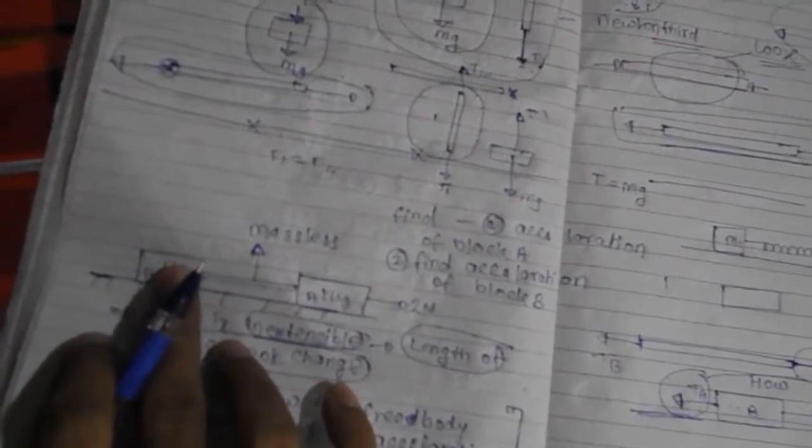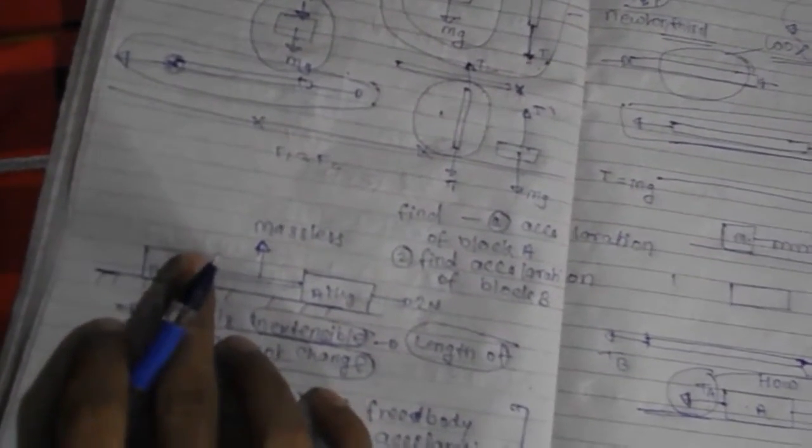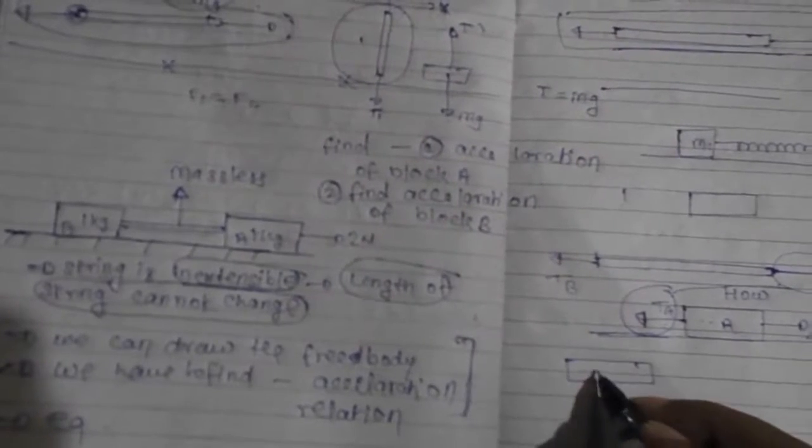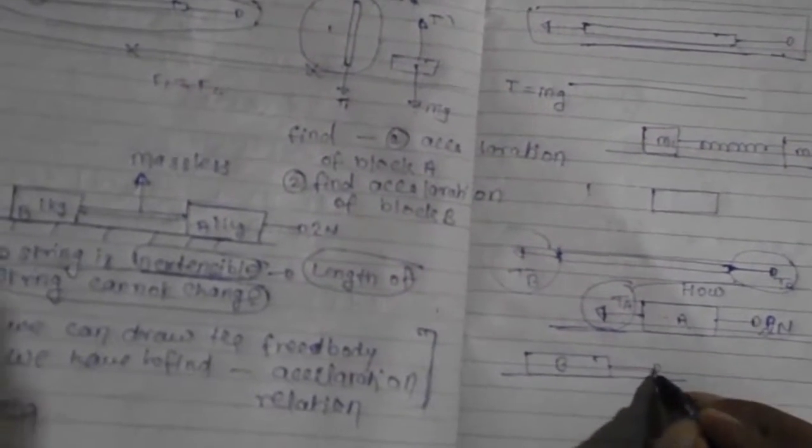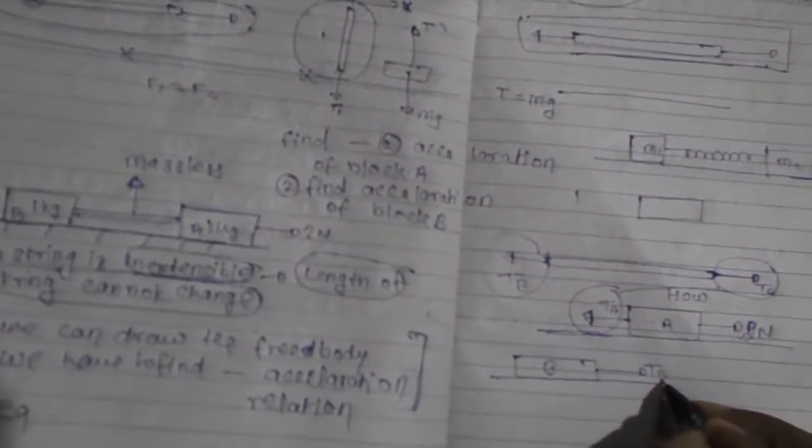Again, I am going to draw the free body diagram of this, block B. Who has applied this tension? B has applied it on the string. So the string will apply force on B, by Newton's third law. This is B, and this is TB.